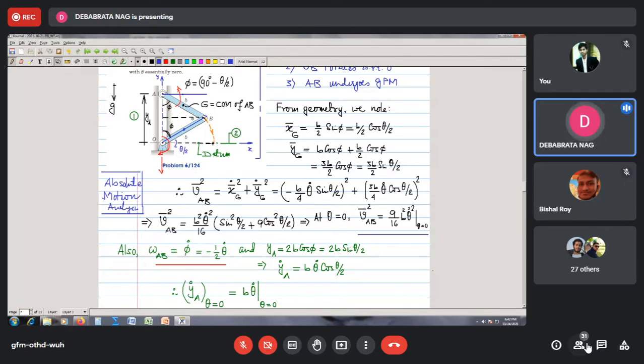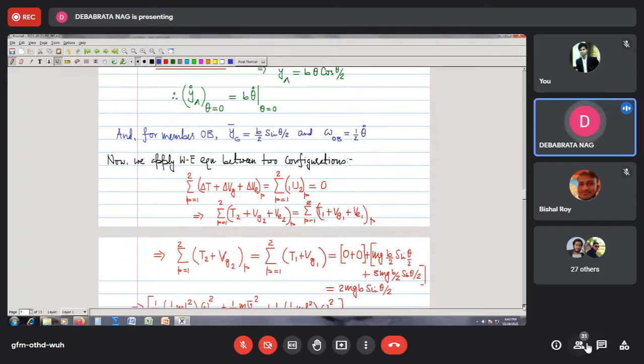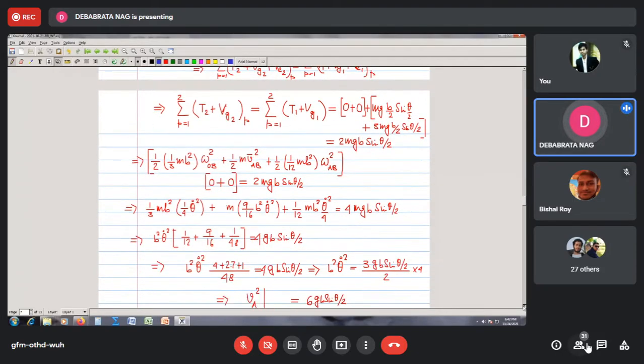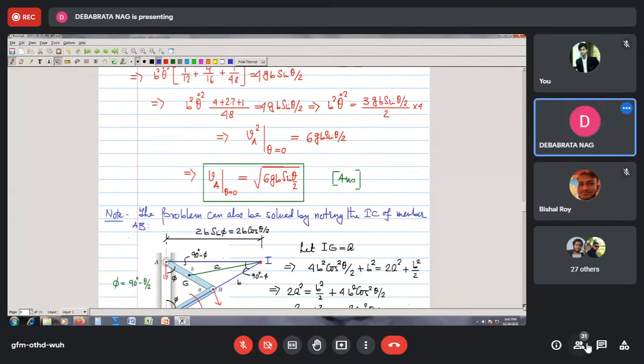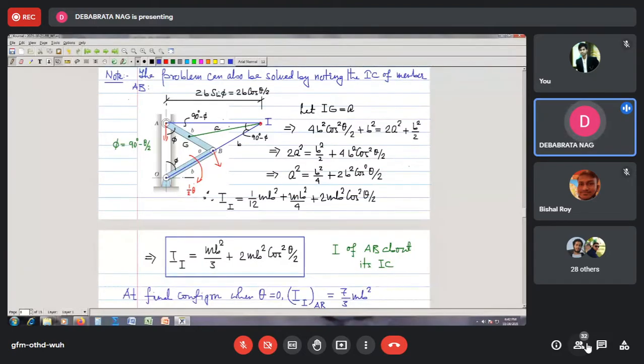Correct. Now, this is the equation that I can alternatively apply. The problem can be solved by noting the instantaneous center of the member. So this is actually the instantaneous center, but here this instantaneous center has been found for any arbitrary angular position of the member, right?